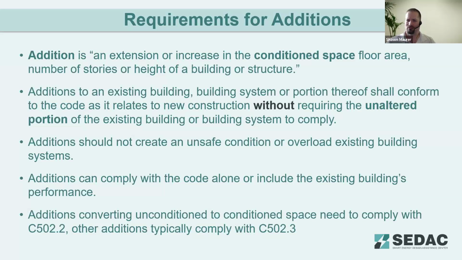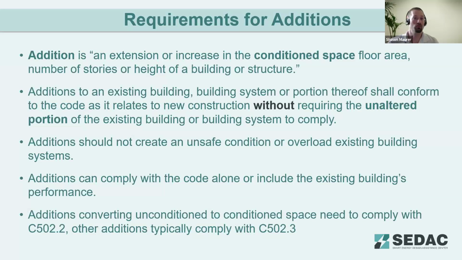Additions to an existing building, building system or portion thereof shall conform to the code as it relates to new construction without requiring unaltered portions of the building to comply. So again, where you're tying in an addition to an existing exterior wall, where it connects, you have to modify the wall. So that modified portion would need to comply with the code. But the unaltered portions where you're not doing work on that wall assembly would not have to be updated.